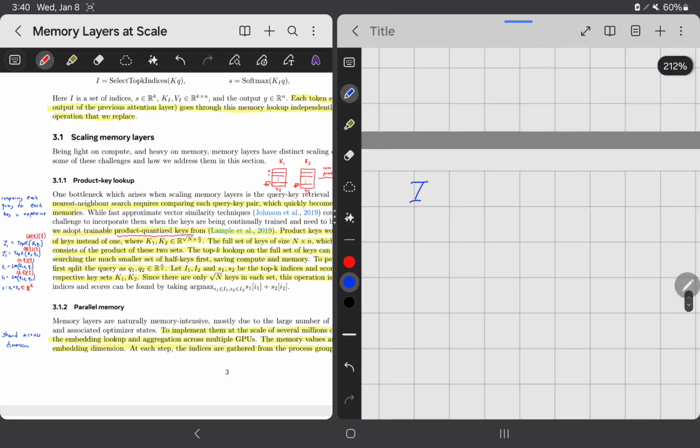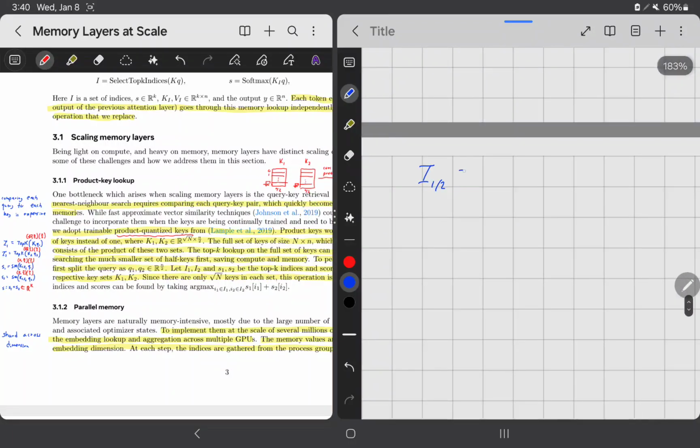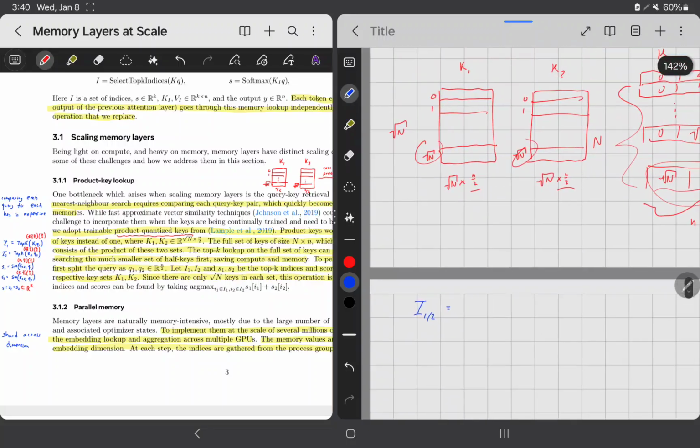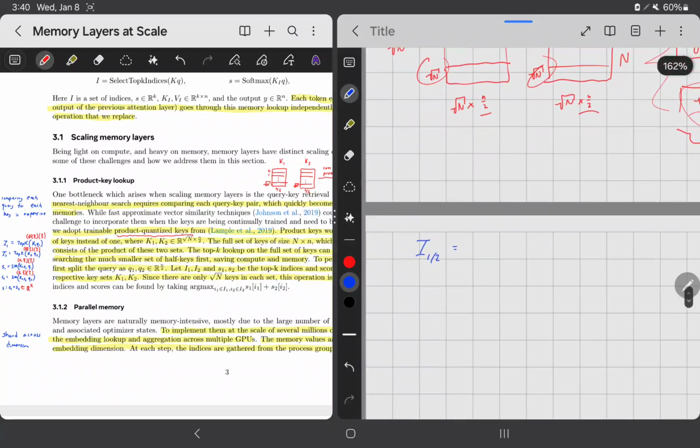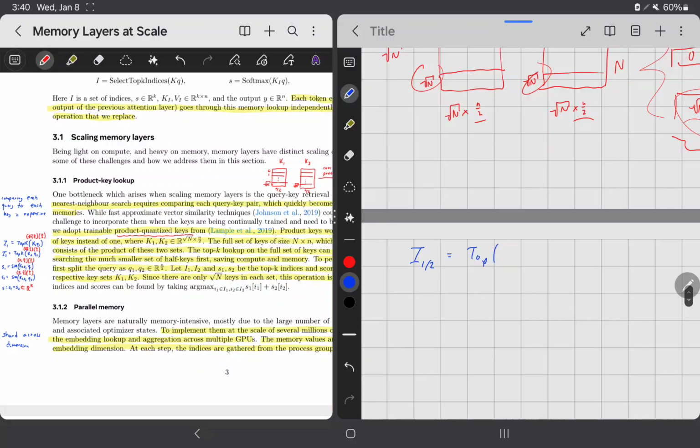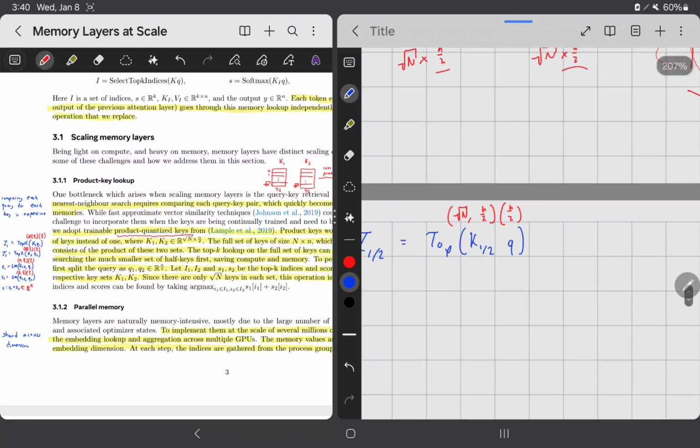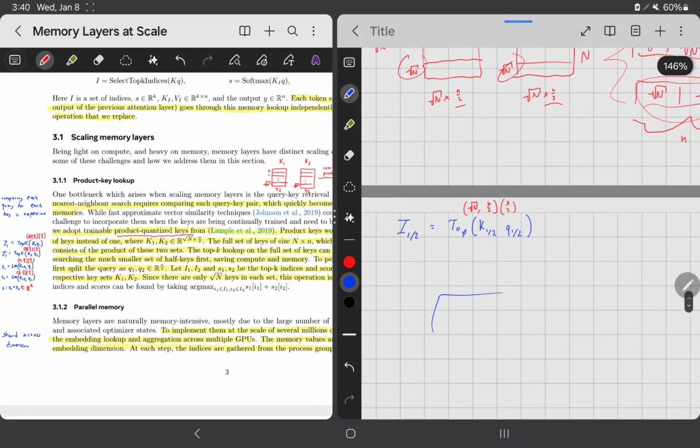The first part here is I1 and I2. You want to compute the indices using both K1 and K2. This is done by doing the top K of K1 or K2 multiplied by Q, which is a matrix of shape root N by n over 2, multiplied by your query. You first half the query, so you break your query into two parts. So you have Q1 and Q2 based off your dimension n.